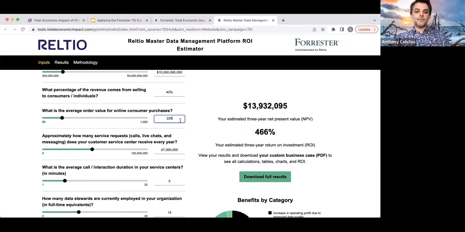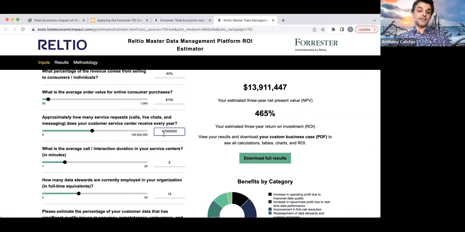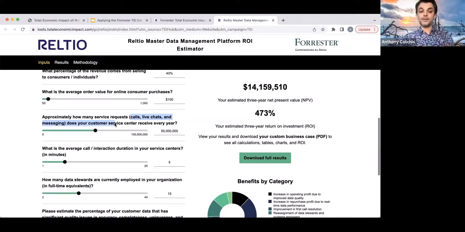So maybe these end customers don't spend as much as that customer of Reltio. How many service requests? Maybe we get lots of calls every year. And I even think of calls, live chats, messaging. If your organization is doing a lot of inbound interaction volume, especially for real-time synchronous interactions like a phone call or a chat, yes, data performance, completeness, and quality absolutely matter in fundamental ways.